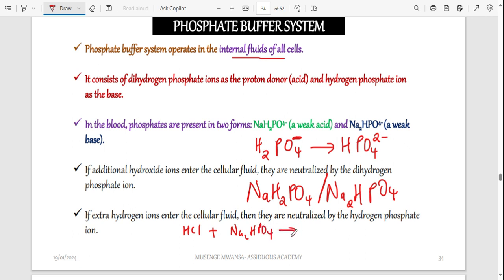And what is supposed to happen is that the hydrogen which is positive will react with the part which is negative. And remember the part which is negative is this one, hydrogen phosphate. So the meaning of this is that for the hydrogen phosphate, the hydrogen is going to react there.